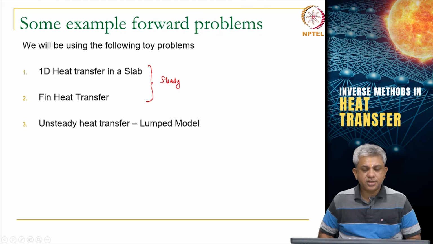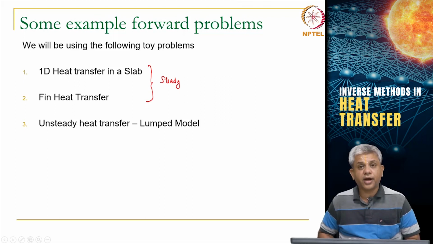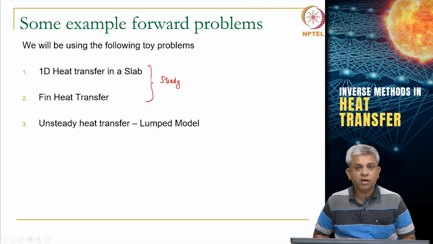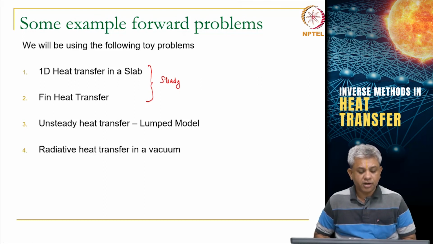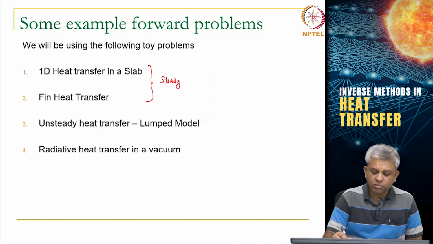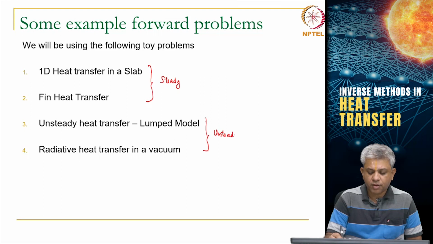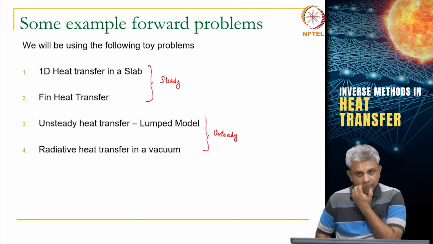And the next is the general unsteady heat transfer, a lumped model case. We will also look at later on in the course a lumped model with heat generation within it. And then we are also going to look at a very simple case: radiative heat transfer in a vacuum. Again, we are going to do this as an unsteady case.